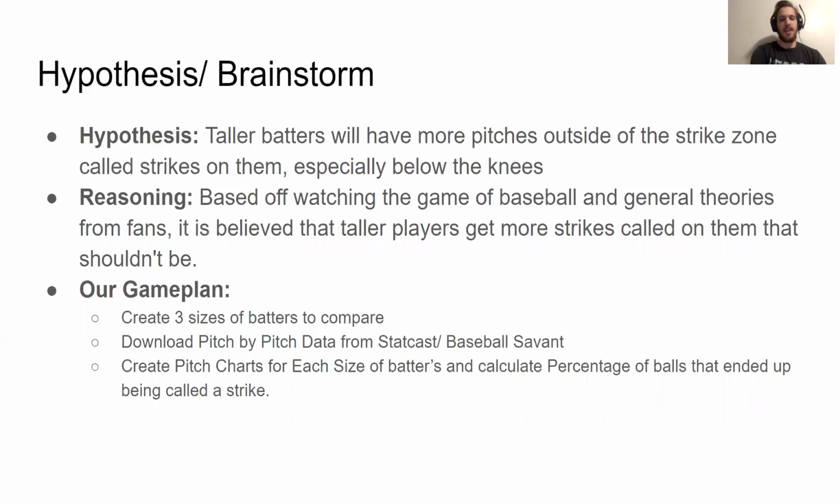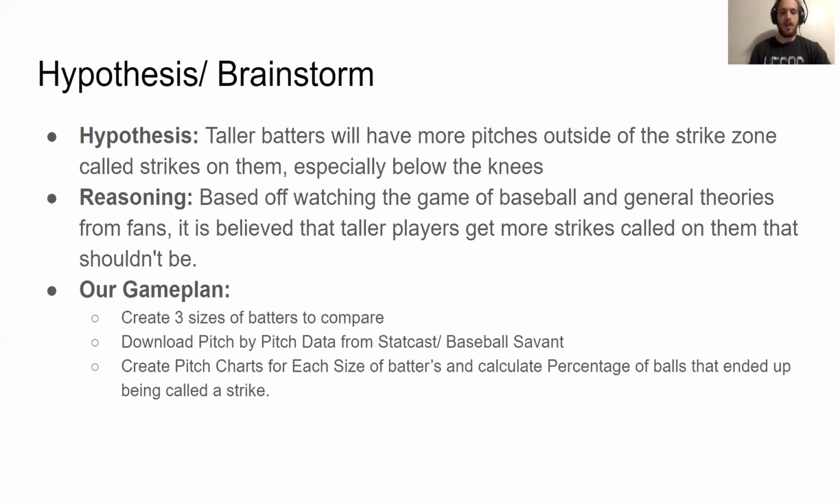And to start thinking about this, we kind of assumed that taller batters would have more pitches outside of the strike zone called strikes on them, especially lower in the zone below the knees. And we thought this because, based on watching games and general hypotheses and theories, it's believed that taller players get more strikes called on them that are often thought shouldn't be strikes.